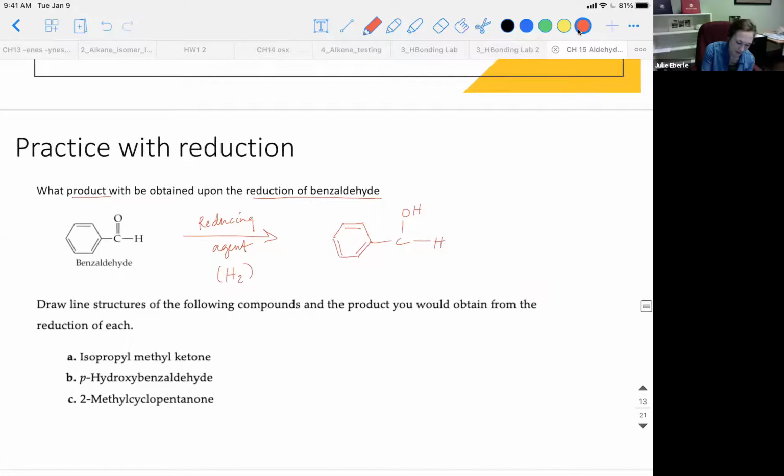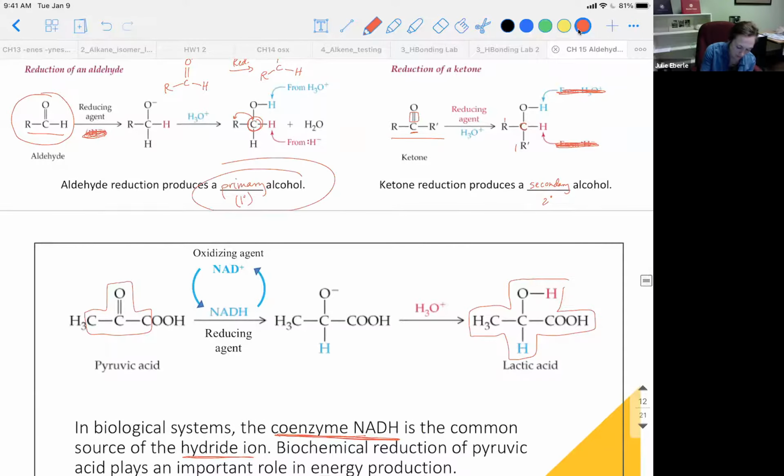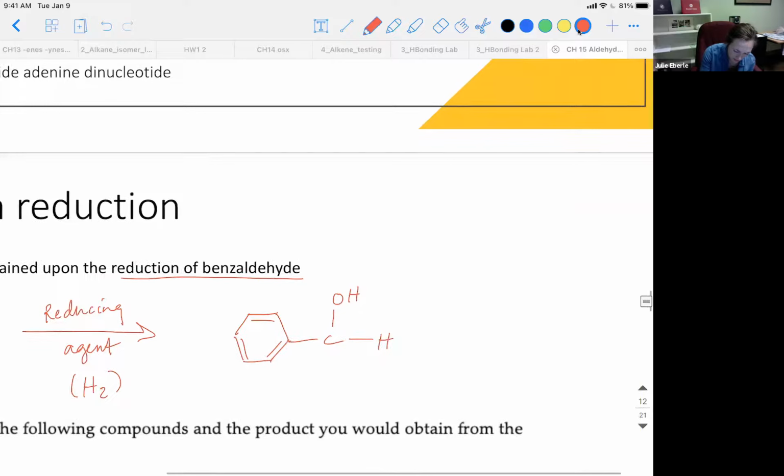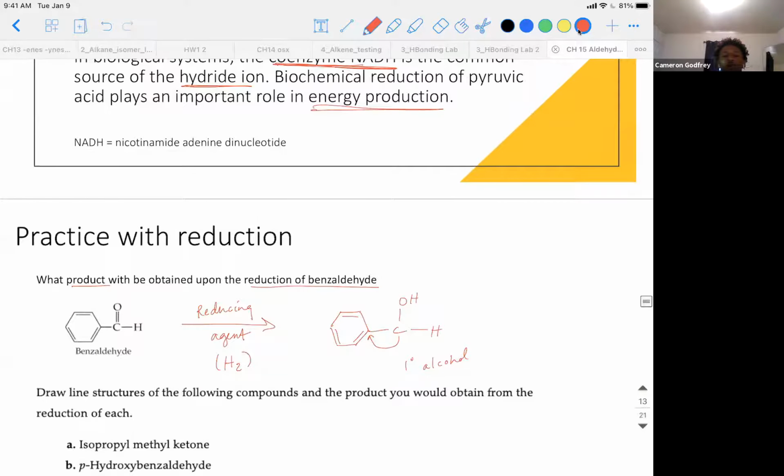Remember what we said, let me scroll back up. We have an aldehyde. Aldehydes produce primary alcohol. So is that what we got? Do we have a primary alcohol? This carbon has only one other carbon bond. So yeah, this is a primary alcohol.